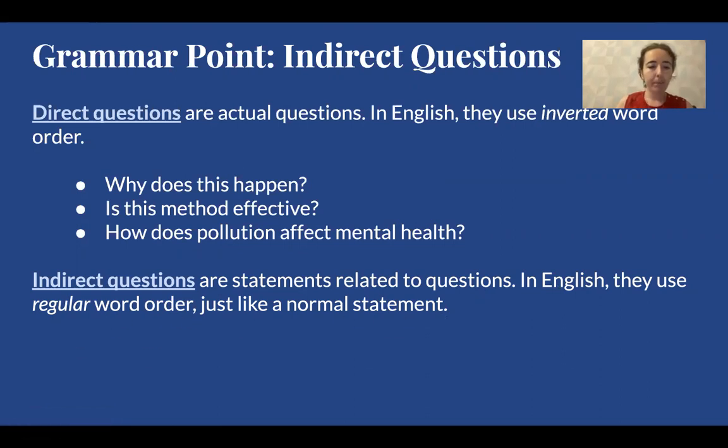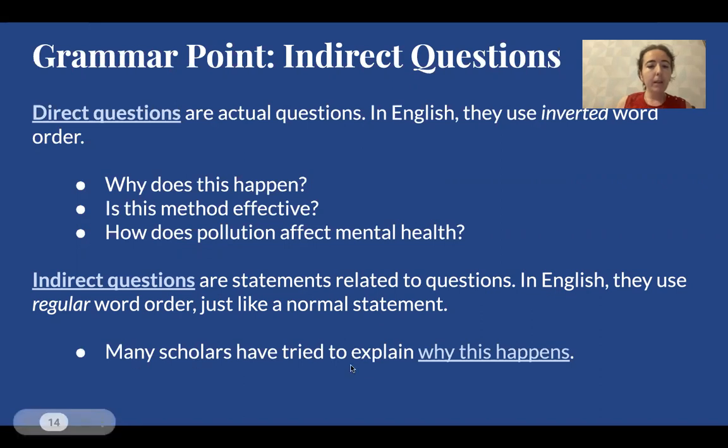So for example, many scholars have tried to explain why this happens, right? So here we say, why this happens. Here, we don't say, why does this happen? We say, why this happens, right? I see this mistake a lot with non-native English speakers. They might say something like, many scholars have tried to explain, why does this happen, right? We need to remember that in indirect questions, we go back to a more statement-like word order.